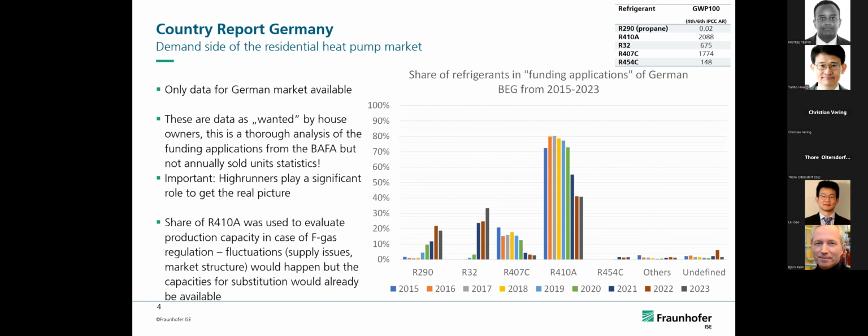There was an increase in 2021 and 2023 for R32. We talked to some industrial actors, some manufacturers, and most of them agreed that the main reason for this is supply issues for certain components for R290 systems in the last year. This was the main reason for the increase of share in R32 systems.